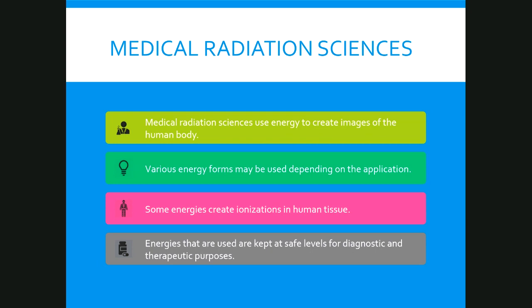So some energies actually do ionizations in the human tissue. And the energies that are used are kept at safe levels for diagnostic and therapeutic purposes. That's what I mean when we talk about the ALARA principle. We do try and keep them at a safe level. I would argue that no level is absolutely safe because different people respond or react to radiation differently, meaning you don't know their radiation history.